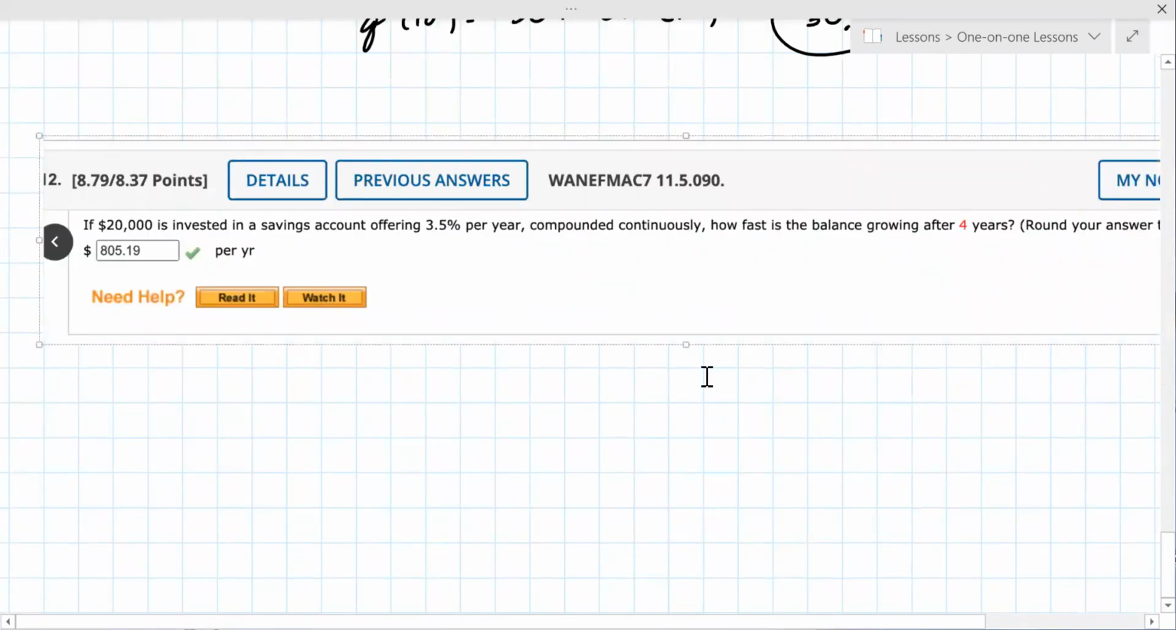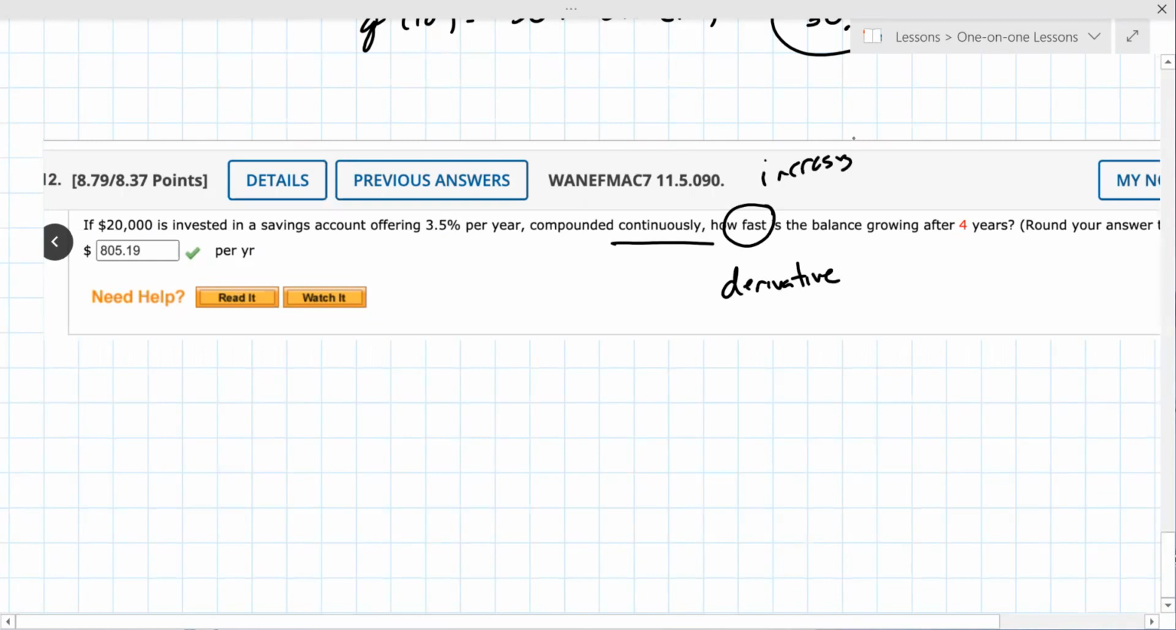If $20,000 is invested in a savings account offering 3.5% per year compounded continuously, so that's very important here. How fast? Now, whenever it says how fast, that's a derivative. Remember in an earlier problem it said increasing, decreasing. That means derivatives. You have to be looking for that. Before you can even do this, though, you have to know how to write the function. So the amount of money you have as a function of time equals PERT, P-E to the RT. You probably saw that either in high school or in a previous math class in college.